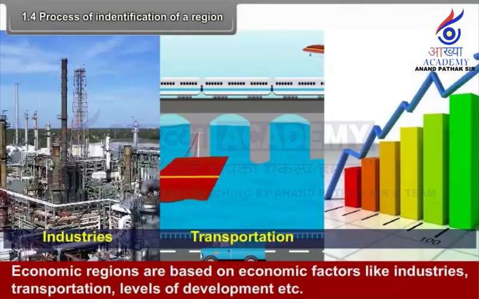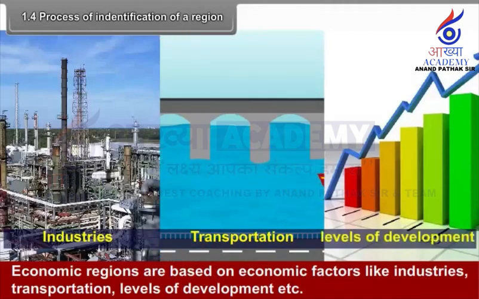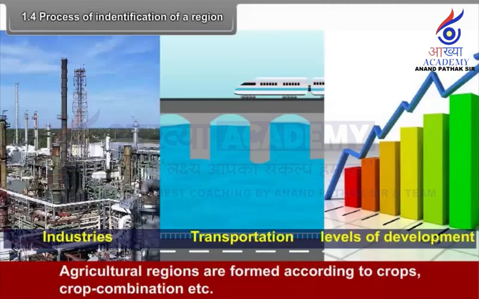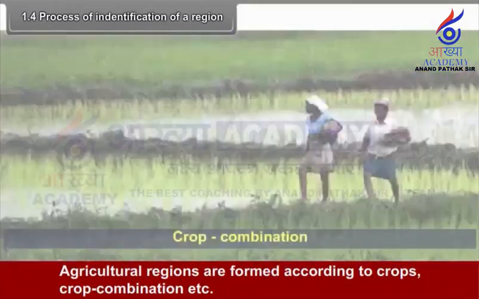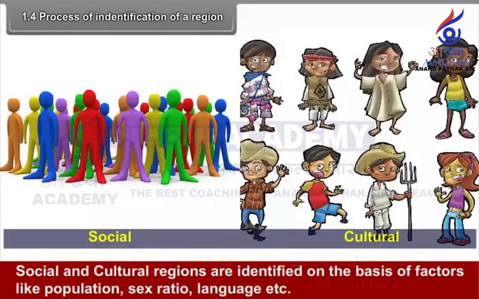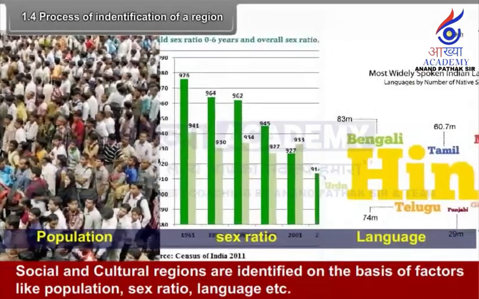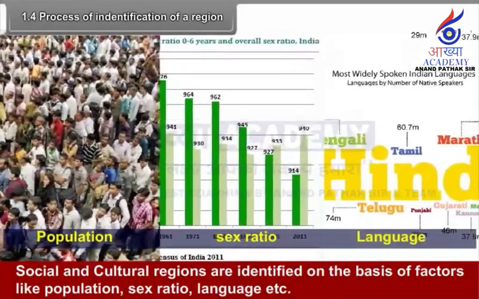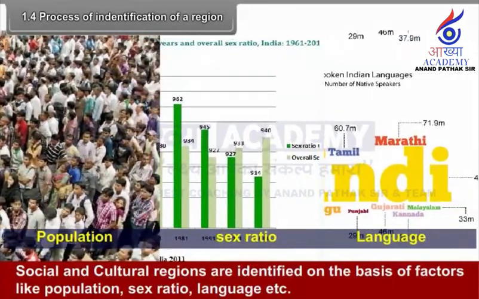industries, transportation, levels of development, etc. Agricultural regions are formed according to crops combination, etc. Social and cultural regions are identified on the basic factors like population, sex ratio, language, etc.